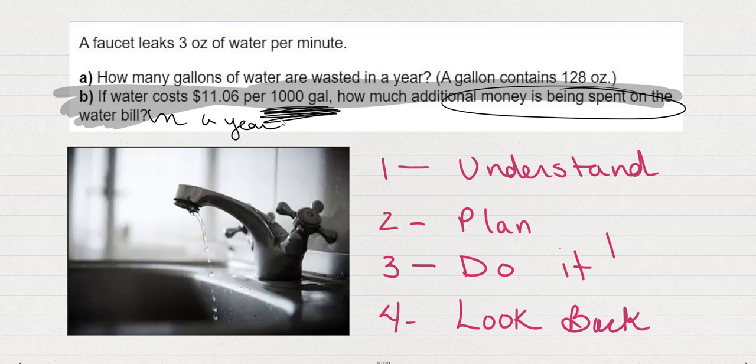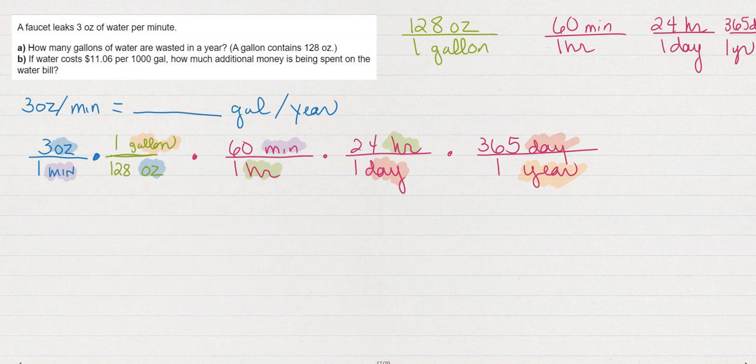So the first step is to understand the problem, and that's some of the work I might do to understand the problem and really understand what it's asking. And then I'd plan. My plan is going to be to convert the ounces to gallons and convert the per minute to years. And then I'm going to actually carry out that plan and look back to make sure I've answered the full question.